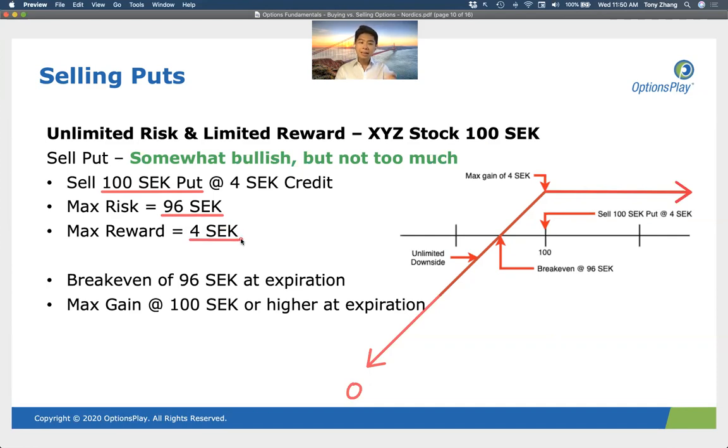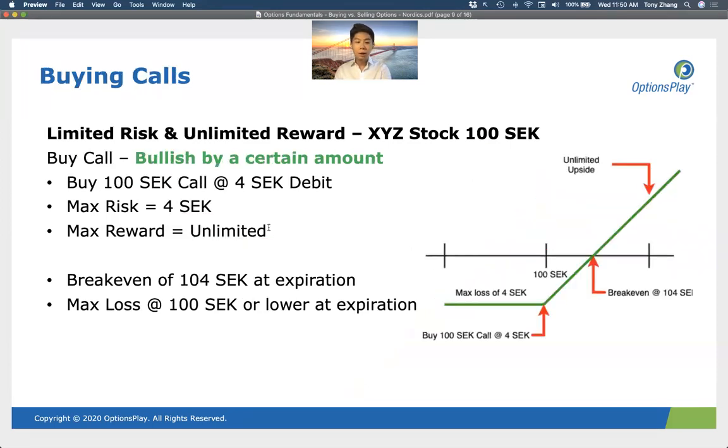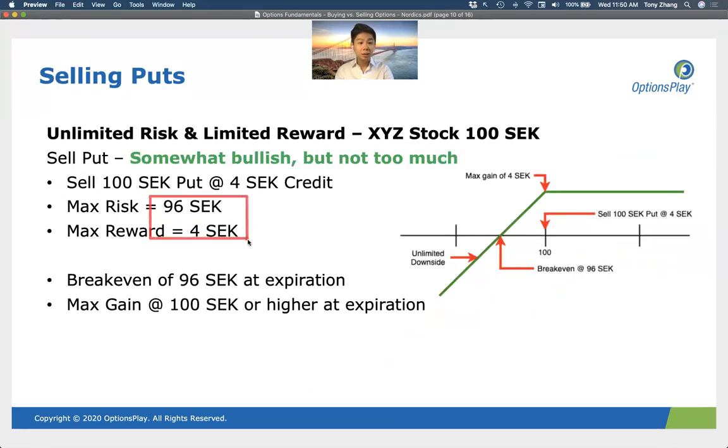Many investors, when they first look at this, will say that sounds terrible. Especially beginners will say, I'd much rather have a risk reward ratio that looks like this, where my max risk is 4 crowns and my max reward is unlimited. But when I look at a risk profile where I'm risking 96 just to make 4, that doesn't sound very good.